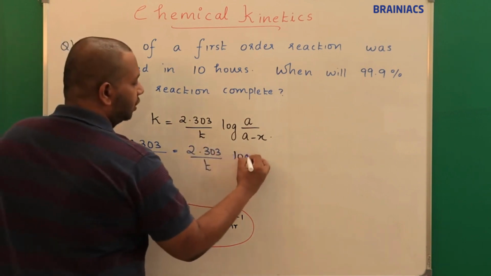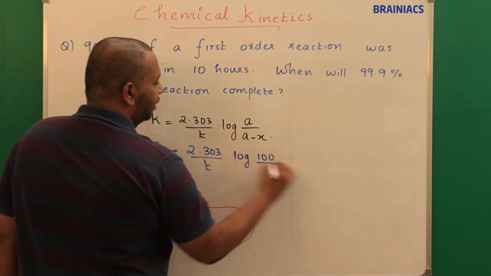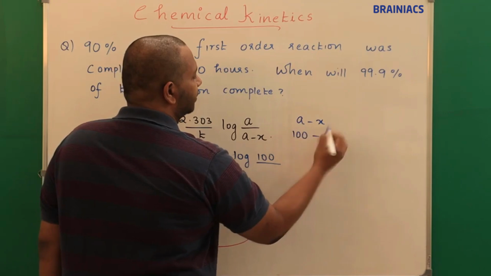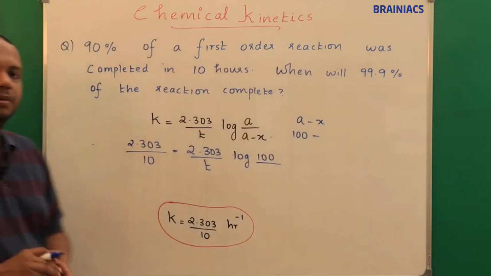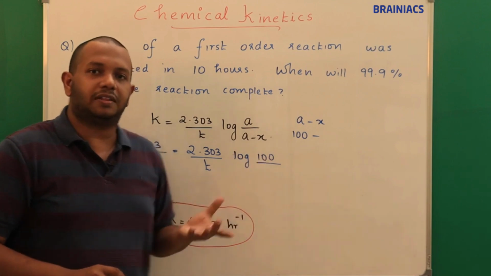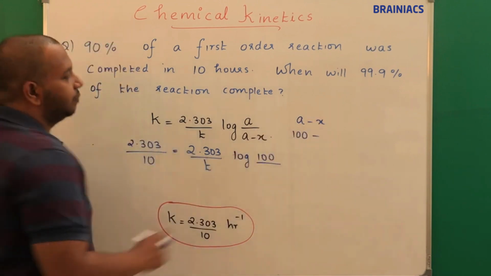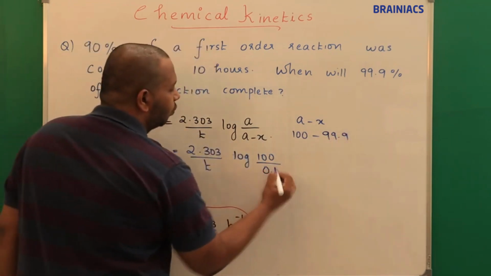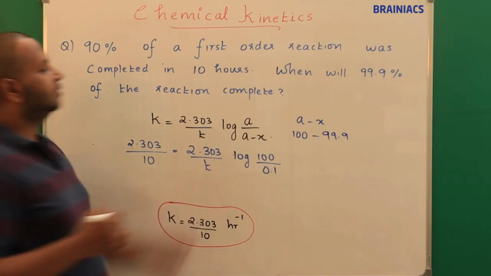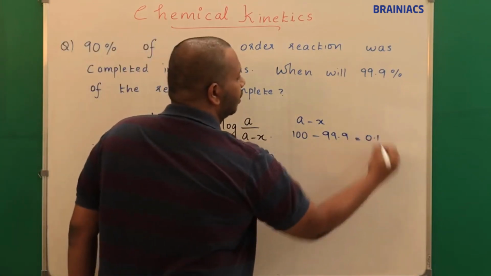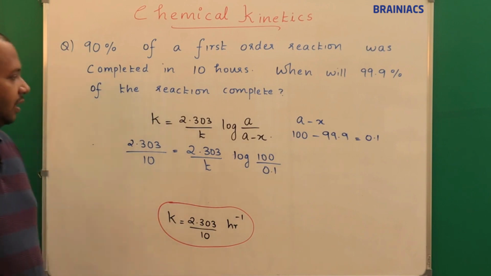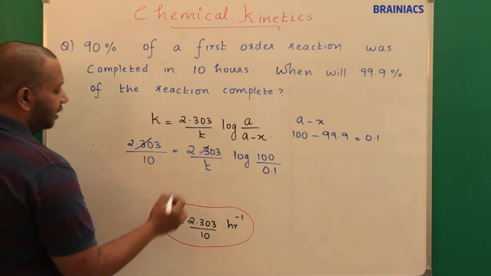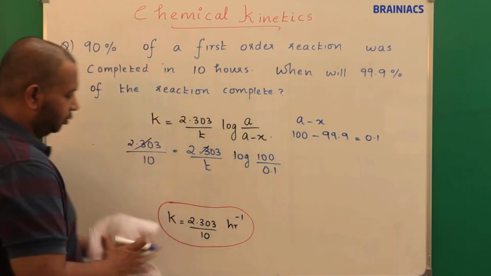So we say log, what is the initial concentration again? It is 100. Now a minus x, how will you calculate this? 100 minus the amount of product now formed, 99.9%. So what is remaining? 100 minus 99.9, correct? So that is around 0.1. So a minus x is 0.1, correct? Now if you do this, you know that this will get cancelled off, and now I can remove this one.